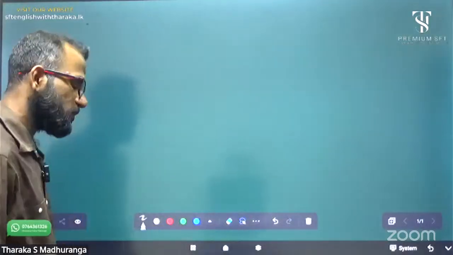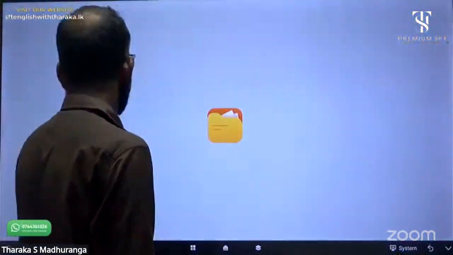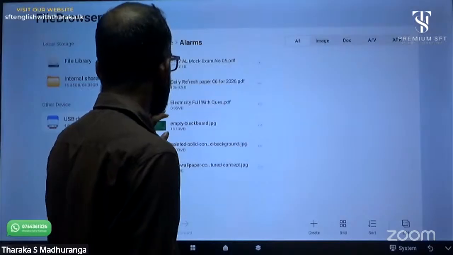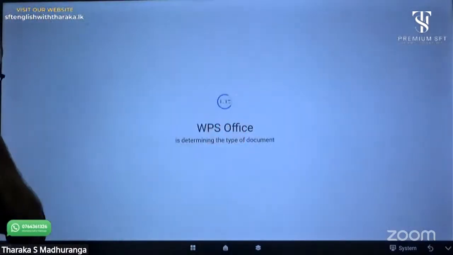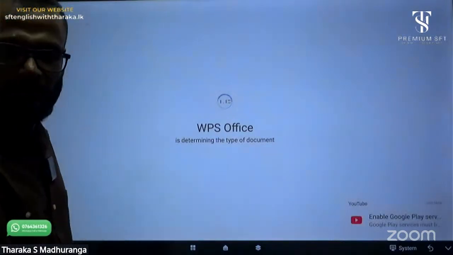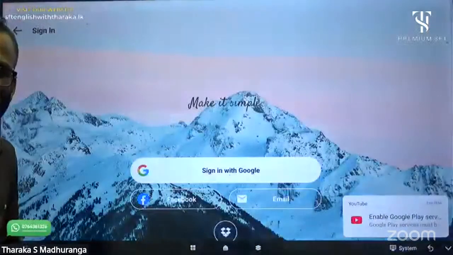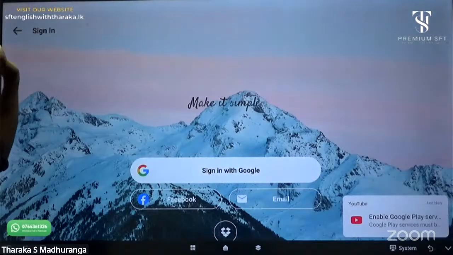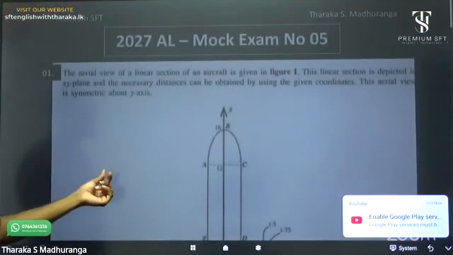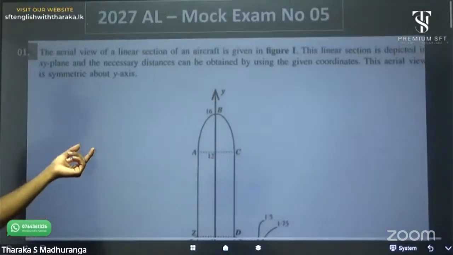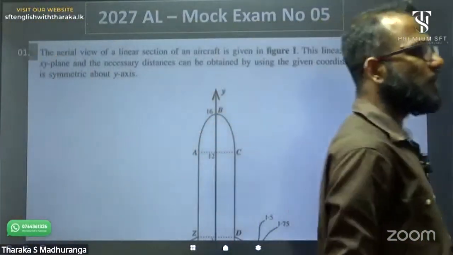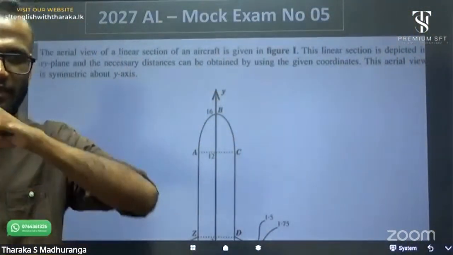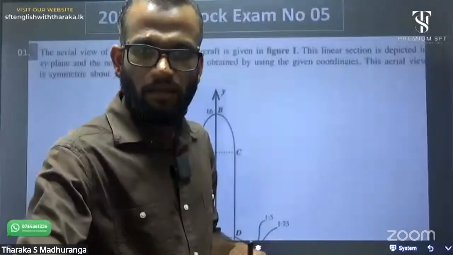Okay, let's start. Yeah, in the simultaneous equation part, you made mistakes. Okay, let's start. I will clearly explain part by part. It is a very simple paper actually. Very simple paper. Okay.